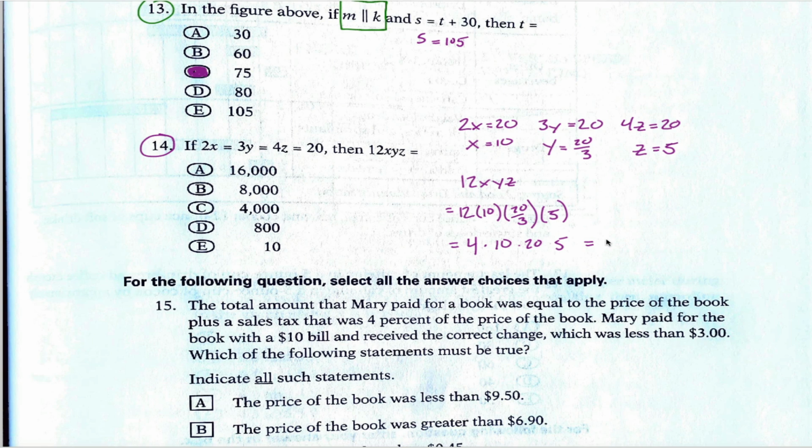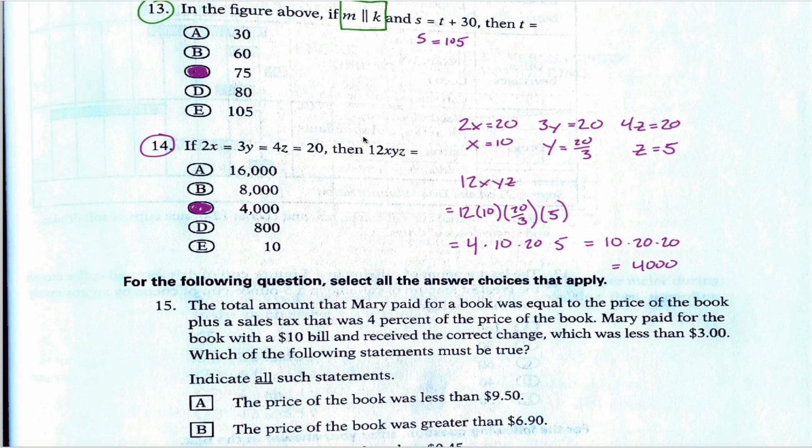And 5 times 4 is 20. So you got 10 times 20 times 20. 20 times 20 is 400. And 400 times 10 is 4,000. So it looks like C is the right answer to this question. Not super hard if you solve it this way, but maybe not that interesting. There is a more interesting way to solve it.